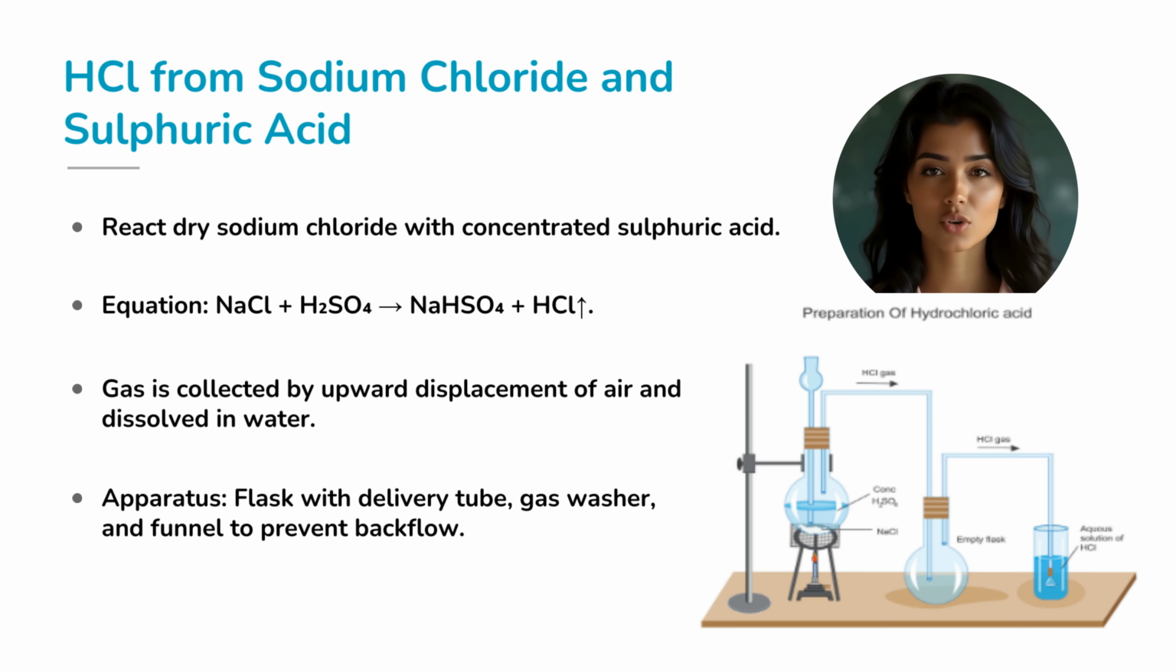First up, hydrochloric acid, one of the most common laboratory acids. The process is simple but effective. We react dry sodium chloride with concentrated sulfuric acid. This produces hydrogen chloride gas, which we collect and then dissolve in water. The equation goes: sodium chloride plus sulfuric acid gives sodium hydrogen sulfate plus hydrogen chloride gas.